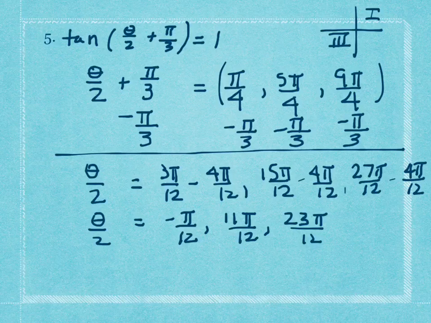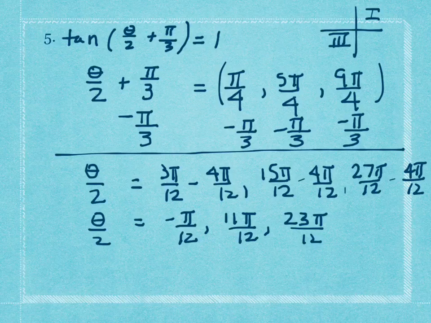So if this weren't theta over 2, let's just say it just said theta, and we were done now. Then the first solution, negative pi over 12, we would have to exclude it, correct? Because it's not between 0 and 2 pi. But we would get to include the 11 pi over 12. That one's good. And we would get to include the 23 pi over 12. That one's good, because it's just slightly less than 2 pi, right?